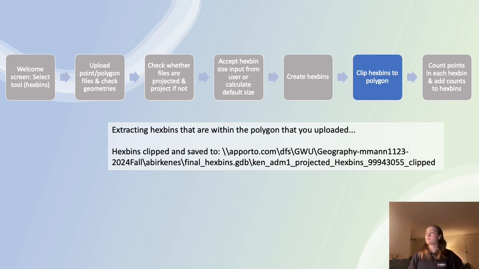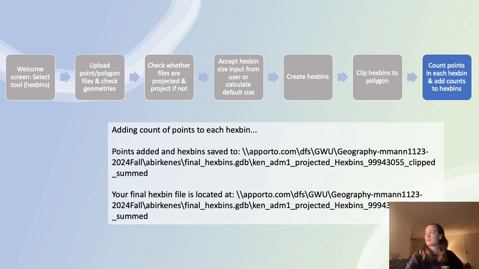So after the hex bins are created, they need to be clipped to the polygon, which is the country boundary of Kenya. Again, this is given a unique file name. This is the first time that an output is being saved in a file geodatabase as opposed to just being saved as a shapefile. That is because this is the way that the clip tool works.